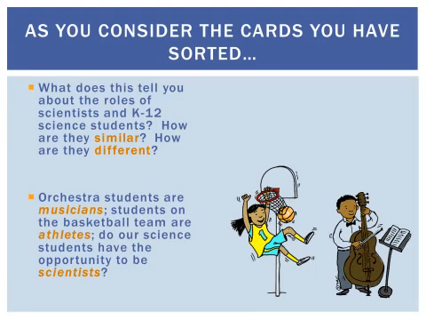As you consider the cards you've sorted, what does this tell you about the roles of scientists and K-12 science students? How are they similar? How are they different? Also, orchestra students are musicians. Students on the basketball team are athletes. Do our science students have the opportunity to be scientists? Pause the video while you consider these questions with your group.